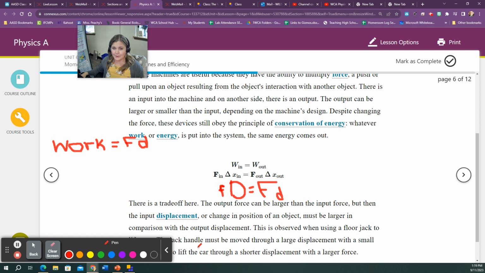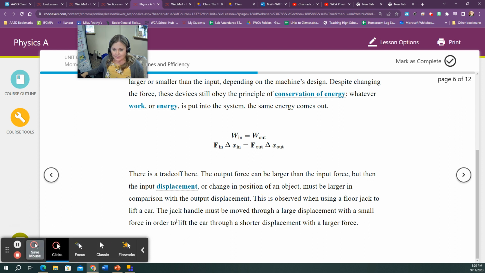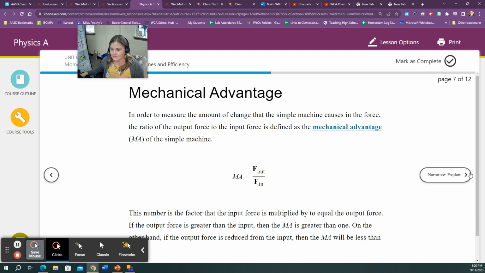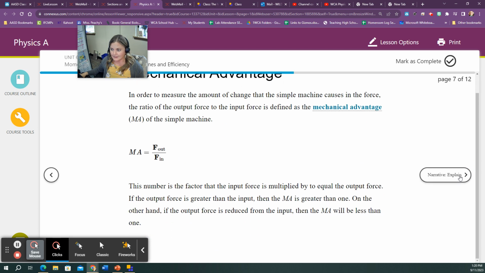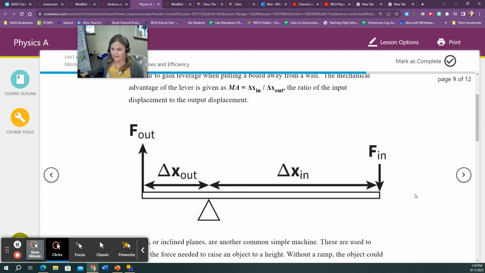So in other words, I don't have to push so hard, but I may have to push it further. And then the object that I am trying to move, I'm able to apply a greater force to it, but it's not going to move as far as I want it to move, or as far as it could move otherwise. So an example here is, I'm going to get back to that in a moment. I want to look at an example, and we'll go down to mechanical advantage.